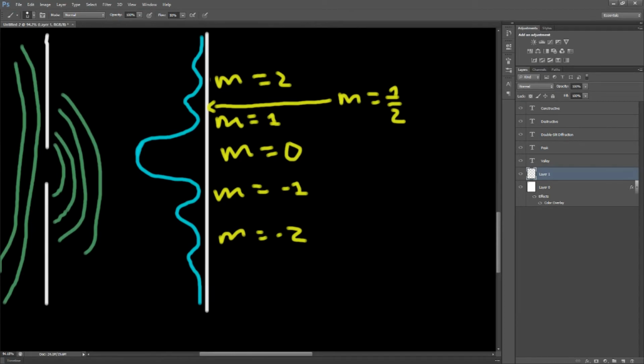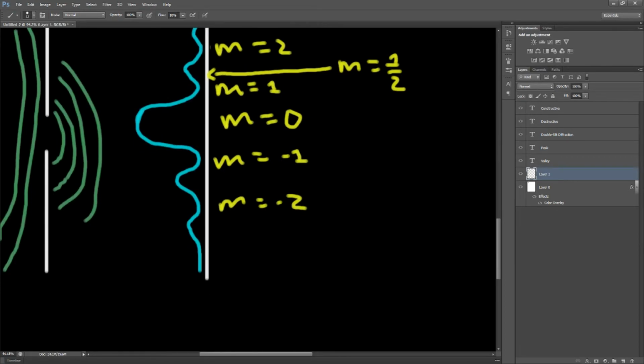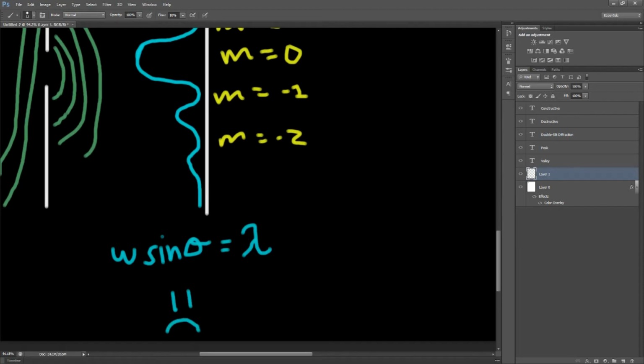For this type of diffraction, we use the equation W sine theta is equal to lambda, the wavelength. W stands for the entire width of the slit. Currently, we do not have a formula for where there is constructive interference. However, we can find the width of the bright spots, but not their location.